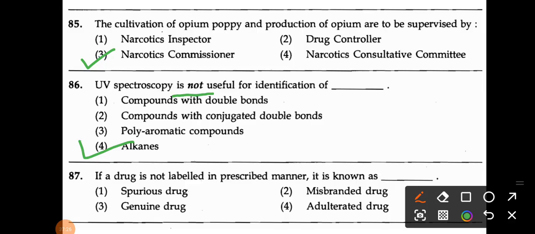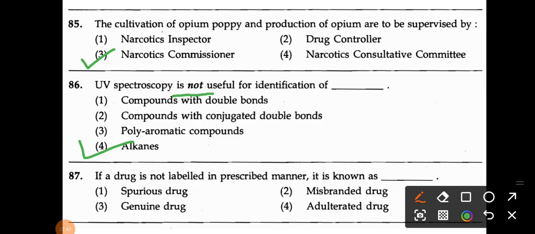So in UV spectroscopy, the basic criterion for the absorption is your double bond. If a compound has a chromophore or a double bond, then only it is UV active. So in alkanes there is no double bond, so that's why these are UV inactive. So that's why the correct answer is alkanes.